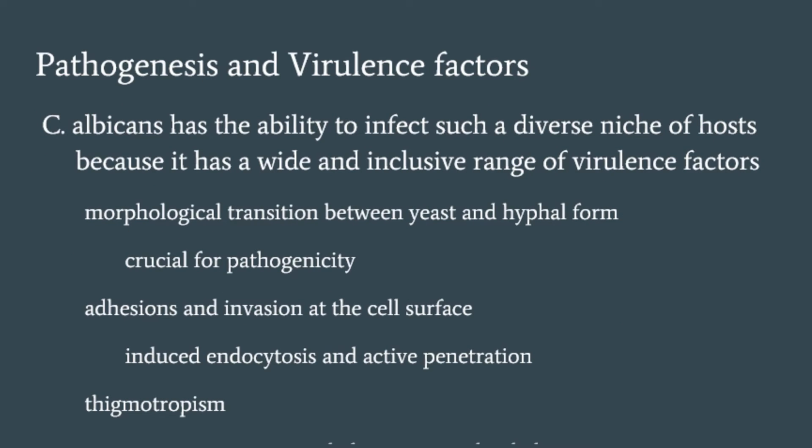Pathogenesis and virulence factors. C. albicans has the ability to infect such a diverse niche of hosts because it has a wide and inclusive range of virulence factors, including morphological transition between yeast and hyphal form, which is crucial for pathogenicity. Adhesins and invasins at the cell surface, which induce endocytosis and active penetration. Thigmotropism, which involves contact sensing and switching from the yeast to hyphal form.